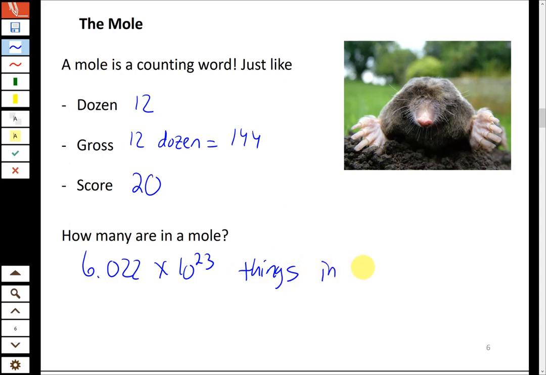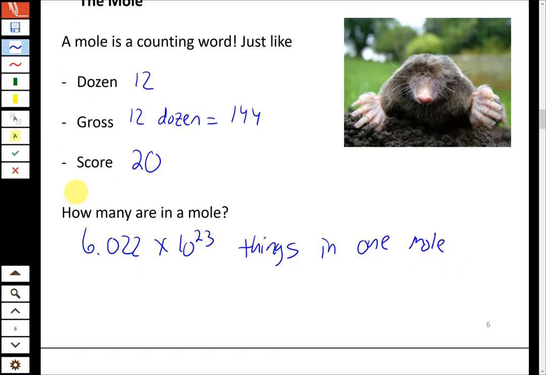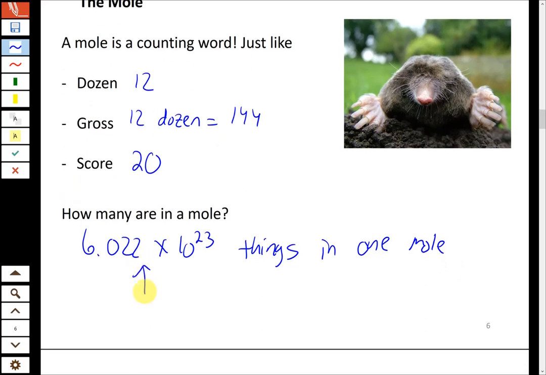Whatever we're measuring, usually atoms or molecules, but any chemical entity that we measure in terms of moles, there would be 6.022 times 10 to the 23rd of those things in 1 mole of that substance, that object, whatever it is. And this number here is called Avogadro's number, as you might be familiar with.